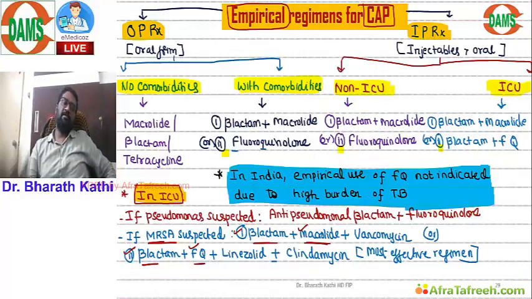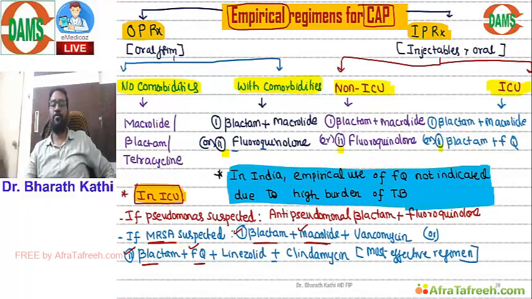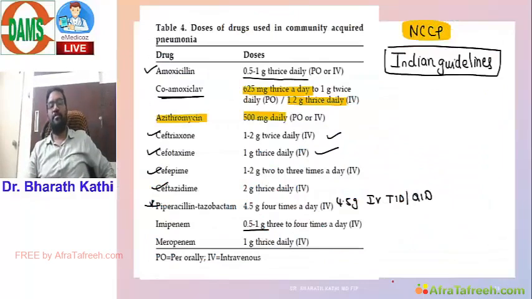So this algorithm is very helpful throughout your life. Outpatient, inpatient, no comorbidities, with comorbidities, non-ICU, ICU. And these are the doses of drugs that should be known to you. Once you administer them frequently, you will come to know them easily.